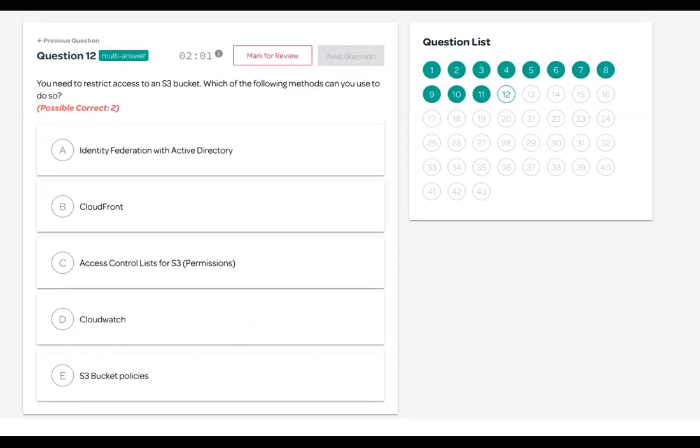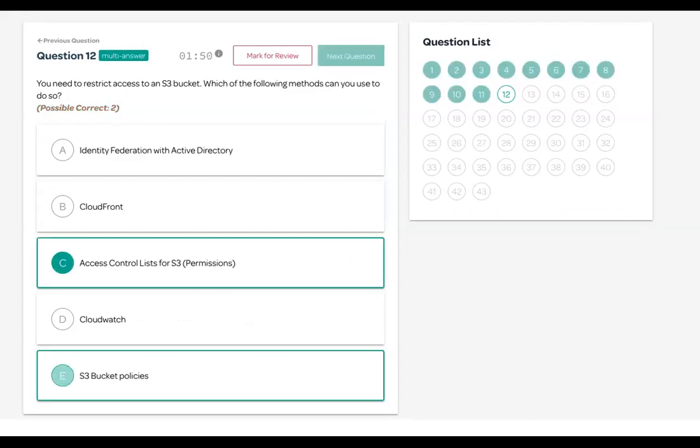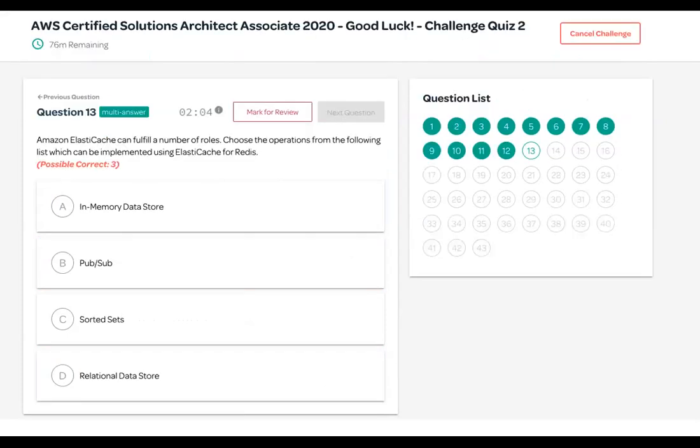You need to restrict access to an S3 bucket. Which of the following methods can be used to do so? There is S3 permission and then there is policy. So there are ACLs, access control lists, and bucket policies. Amazon ElastiCache can fulfill a number of roles.